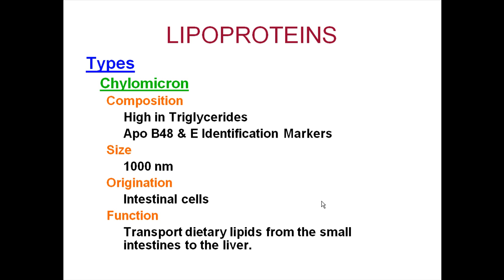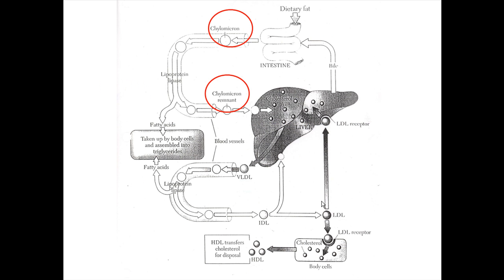And you'll notice that they do have two basic identification markers that identify them as a chylomicron. The apolipoprotein is usually simplified just to be APO. So when you see APO, just think apolipoprotein. The B48 and the E identification markers would be the two on a chylomicron.